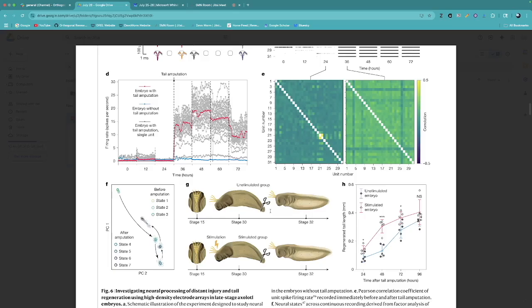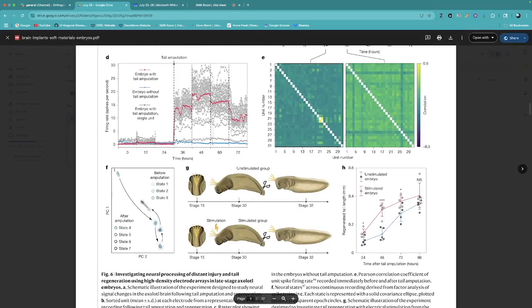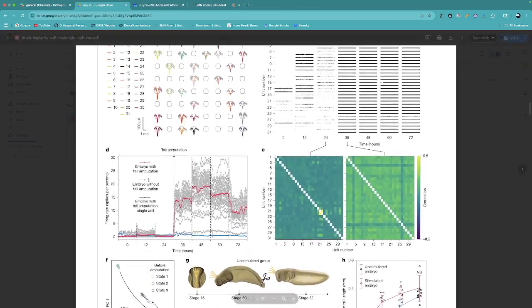And then this shows, in a principal components analysis, what states these are in before and after amputation. So before amputation, let's see, state 1, 2, 3, 4, 5, 6, 7. The darker circles are the states after amputation. The lighter circles are before amputation. So I guess before amputation are here, and after amputation are exploring more of this PC space. And that's consistent with this figure here.